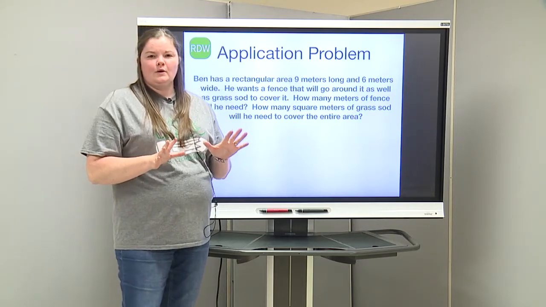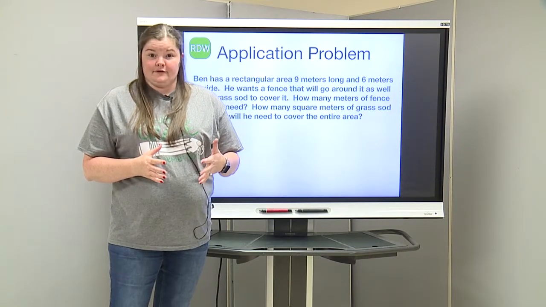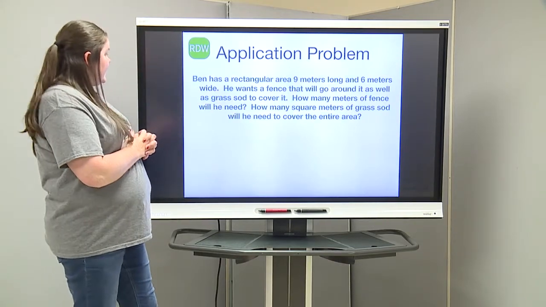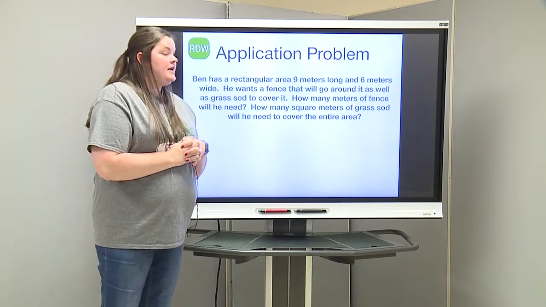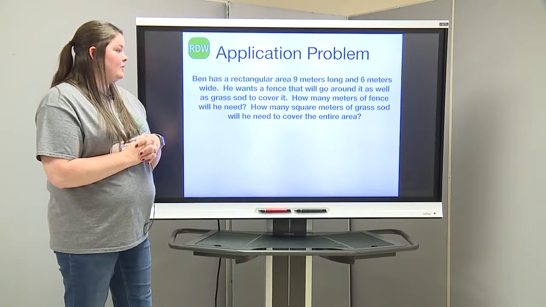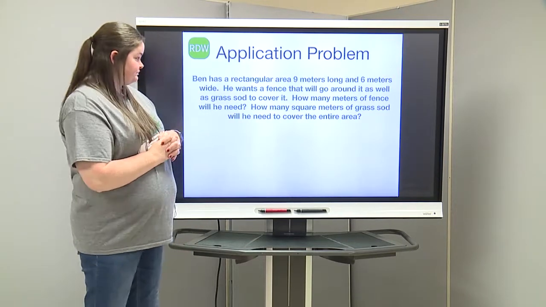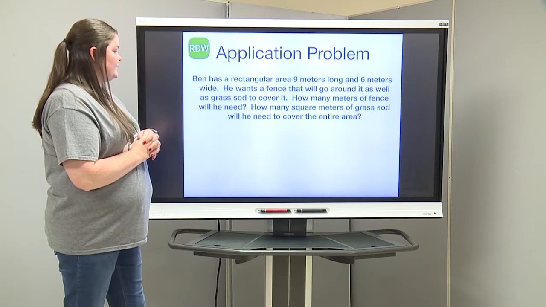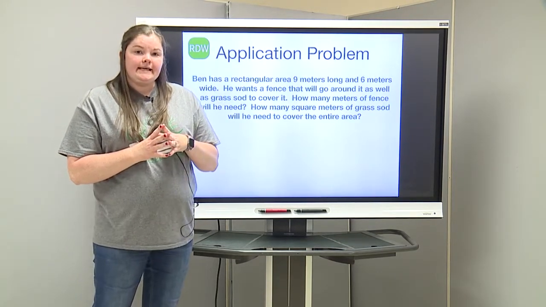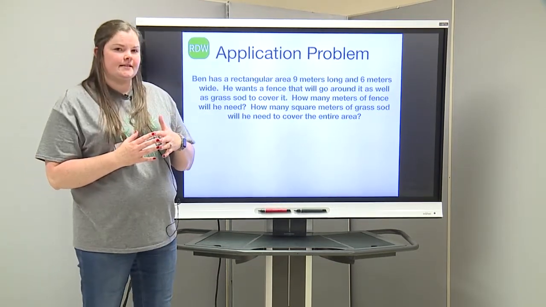We always want to start with a little warm-up just to get our brains going and just to make sure that we're ready for today's lesson. Okay? So the problem says, Ben has a rectangular area 9 meters long and 6 meters wide. He wants a fence that will go around it as well as grass sod to cover it. How many meters of fence will he need? How many square meters of grass sod will he need to cover the entire area? So that's a couple of different things they're asking us to do.